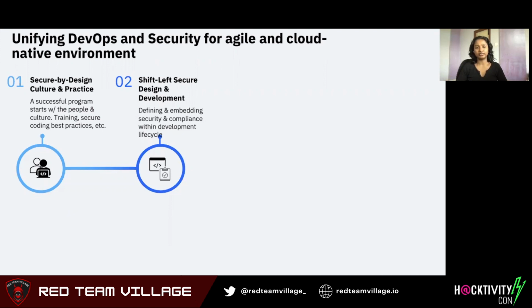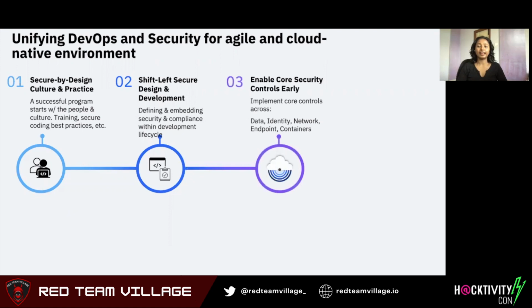Instead, you've got to shift left and incorporate security at each and every single stage of your SDLC. That's shift left practice. Then you have enable core security controls early. It simply means we have to implement core controls across the data, identity, network, endpoint, and containers. We have to ensure that the security controls are in place for all the core controls.